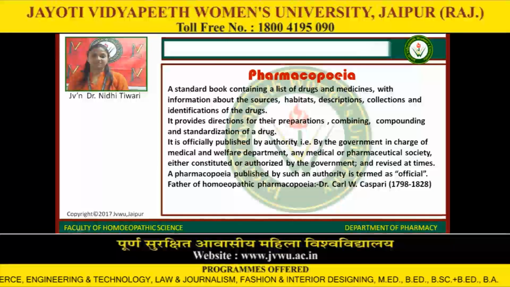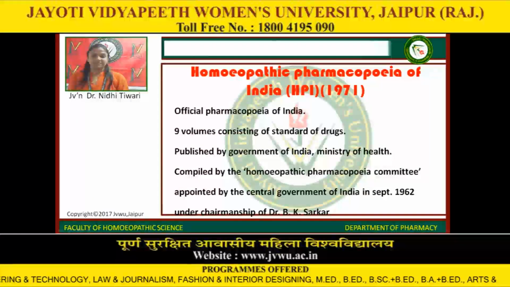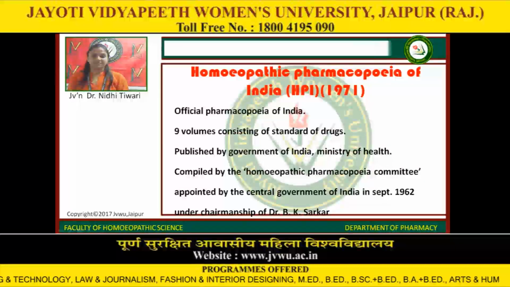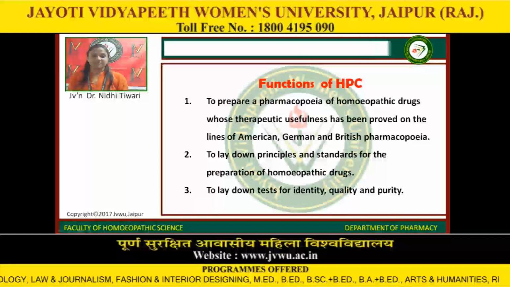That is Dr. Paul W. Kaspari, 1798 to 1828. Homeopathic Pharmacopoeia of India, HPI, in 1971. Official Pharmacopoeia of India, 9 volumes consisting of standards of drugs, published by the Government of India, Ministry of Health, compiled by the Homeopathic Pharmacopoeia Committee, appointed by the Central Government of India in September 1962 under the chairmanship of Dr. D.K. Sarkar.